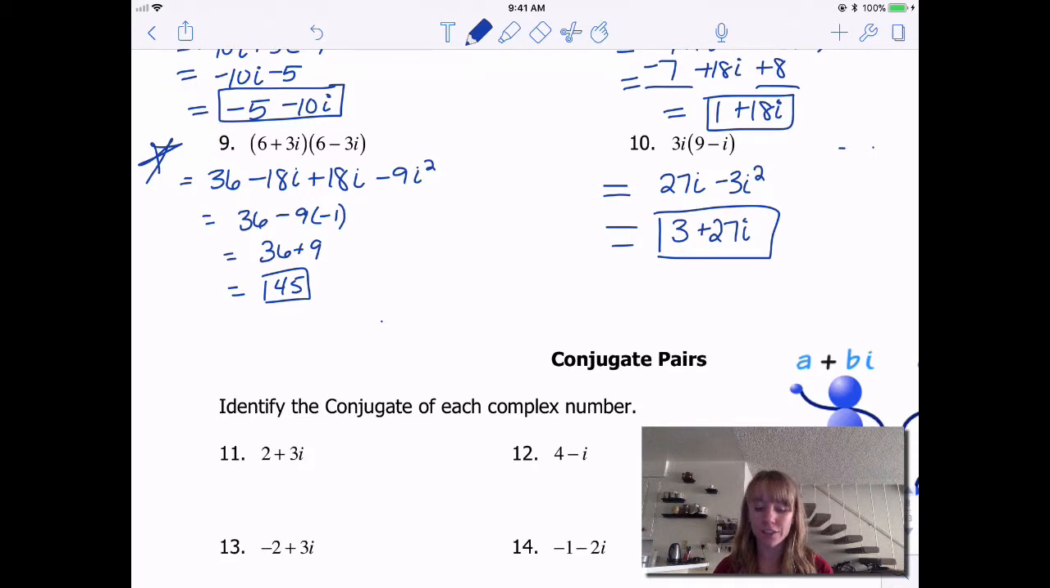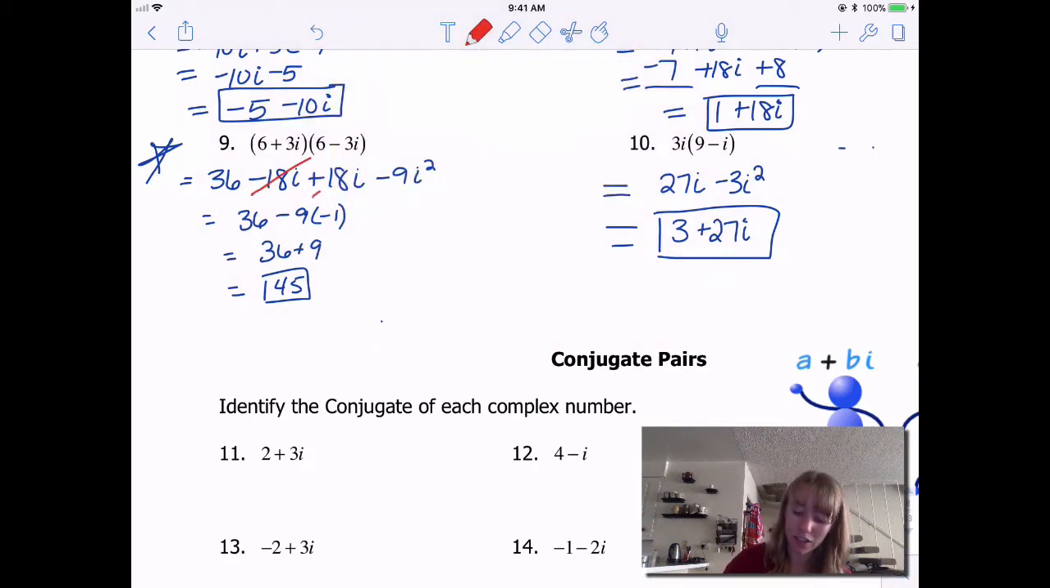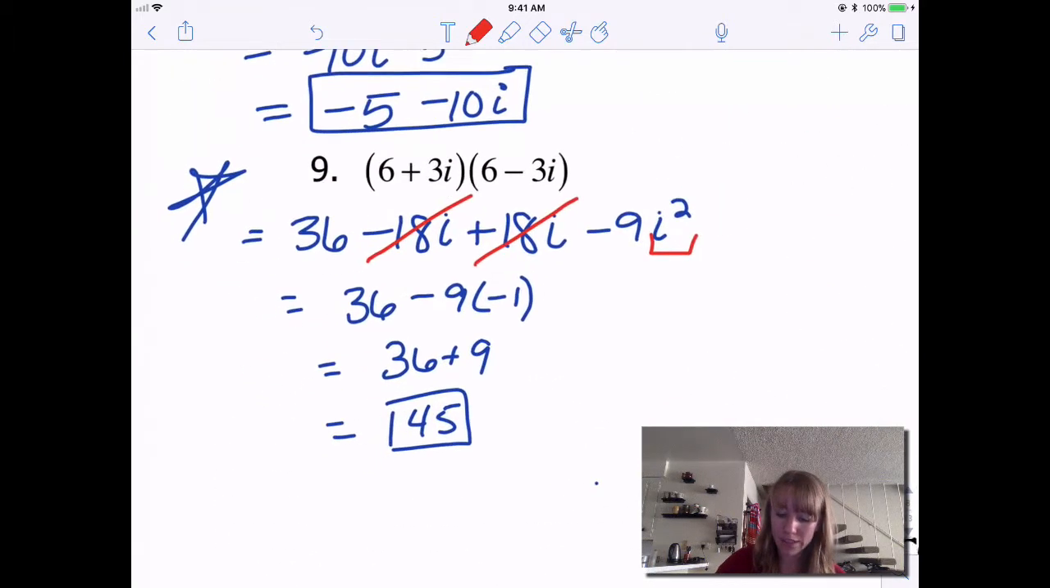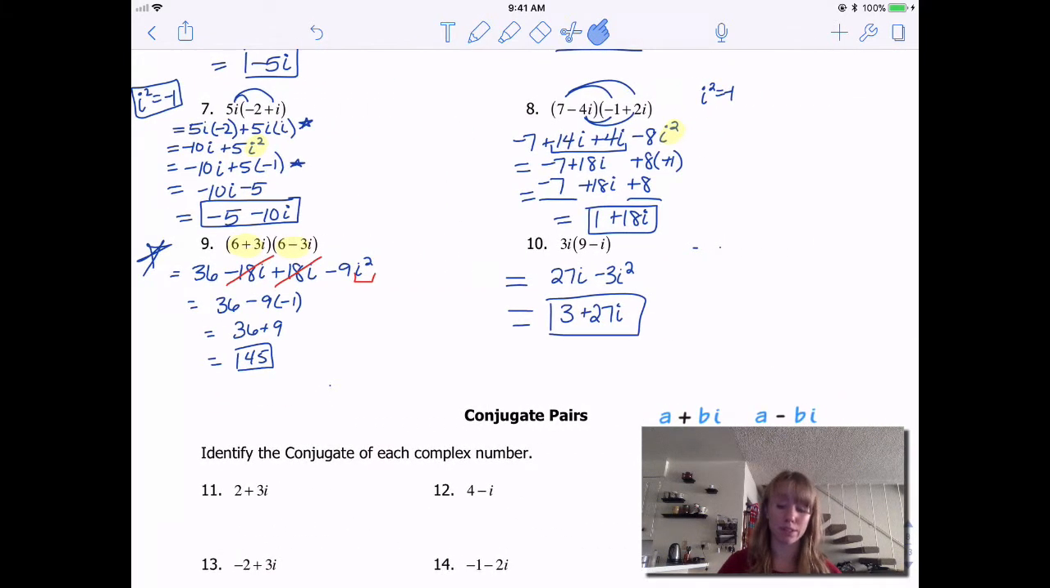Double checking our answers, number 9, the big thing to notice is that everything that has i's actually cancels out. I get a -18i and a positive 18i, and then my i squared becomes -1, so -9 times -1 is positive 9. This should always happen when we have a pattern that looks like this: 6 plus 3i, 6 minus 3i. The only thing that is different here is our plus and our minus. So that's going to come into play a little bit later. That'll be important to us.